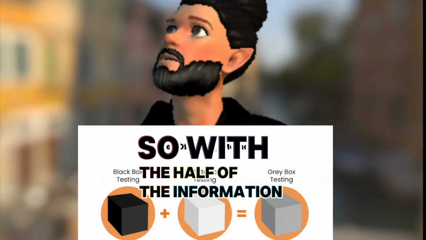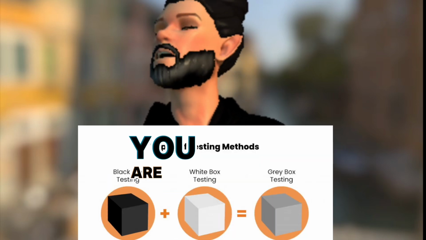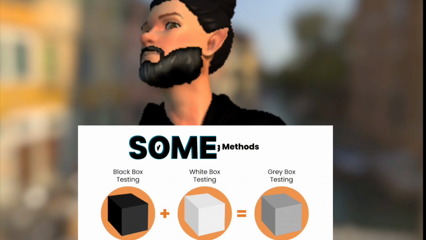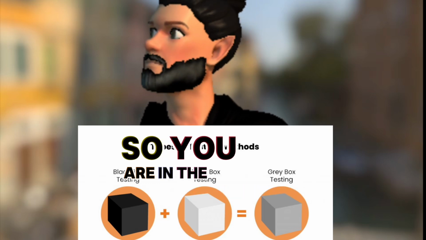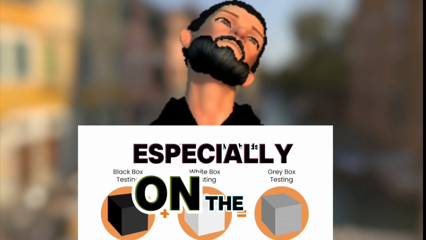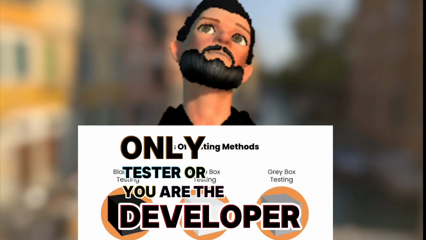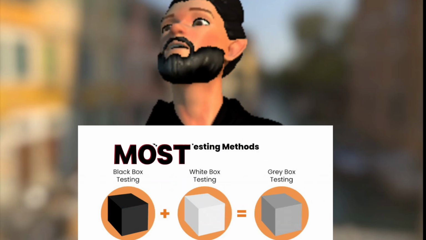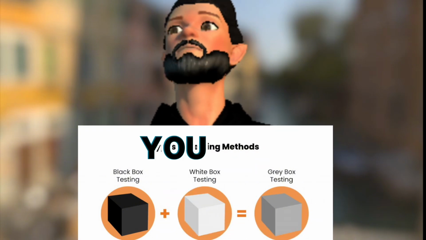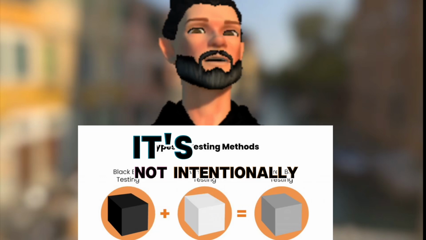Knowing half of the information, you are somewhere between the user and the developer. You are half user and half developer: some more information than the user, some less information than the developer. So you are in the middle. In the practical scenario in recent days, most of the testing, especially in product companies and smaller companies, where you are the only tester or the developer doing the testing, is gray box testing. You compare the requirement against the half information that you know. It's not intentionally hidden from you.